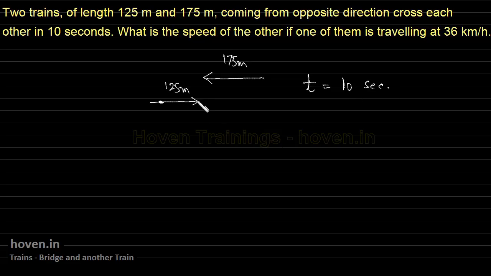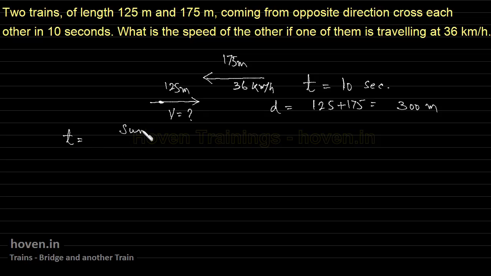How much distance does this train have to cover? The distance to be covered is d equal to 125 plus 175. So this is the distance that has to be covered, which is equal to 300 meters. This distance will be covered at a relative speed of how much? The two objects are moving against each other. So the relative speed will be equal to the sum of the speeds of the two objects. Speed of one of them has been given as 36 km per hour and the speed of the other has to be found out.